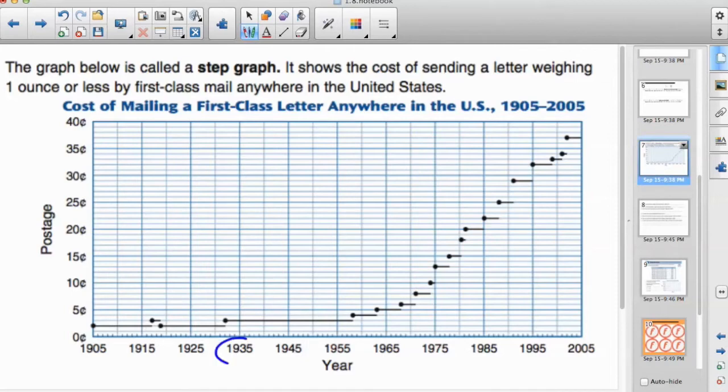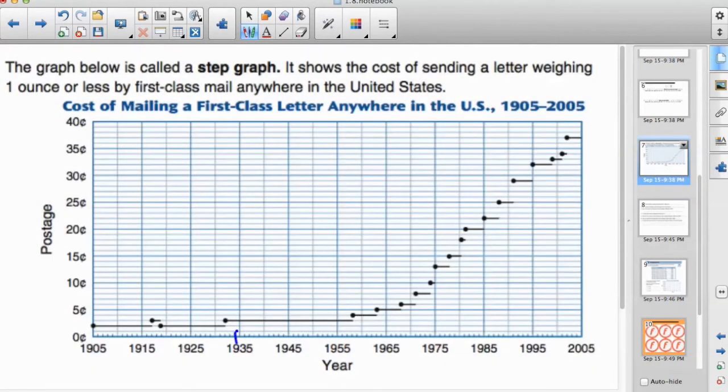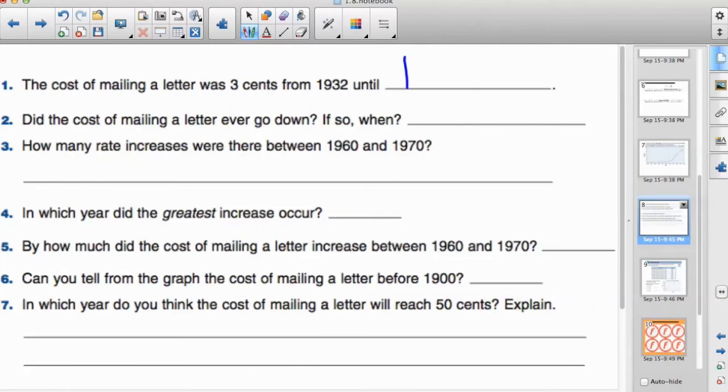Here's 1935. And we're going to go back: 1934, 1933, 1932, and we see a dot beginning right there. How long does it continue for? When does it stop being 3 cents? Well, here's 1955, 1956, 1957, 1958. So we see a change in 1958.